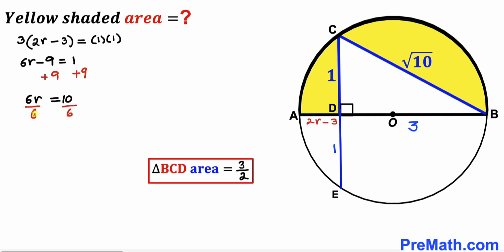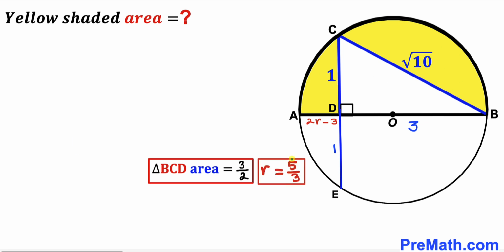And now we are going to divide both sides by 6 to isolate radius r. This 6 and 6 are gone. So our radius lowercase r, if we reduce the right hand side, is going to give us 5 divided by 3. So the radius turns out to be 5 divided by 3.